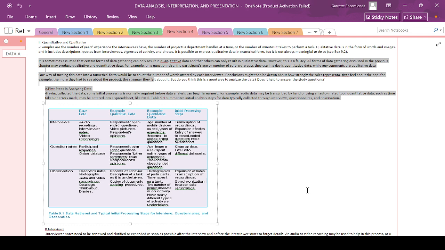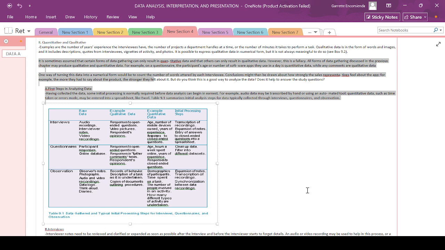But do you think this is a good way to analyze the data? Does it help to answer the study questions? Our first steps in analyzing data. Having collected the data, some initial processing is normally required before data analysis can begin in earnest.